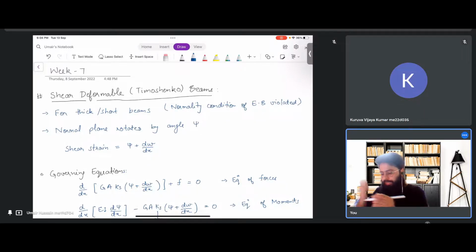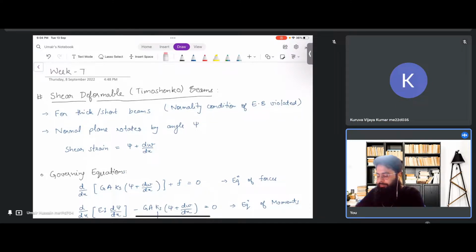So, until the last class, in the past week, week six, we had studied the Euler-Bernoulli beams, which are meant for long beams, with an assumption that the normal planes would remain normal after deformation. But in this week, week seven, we studied the Timoshenko beams, which have a shear deformation involved, since the beams are thick and short.